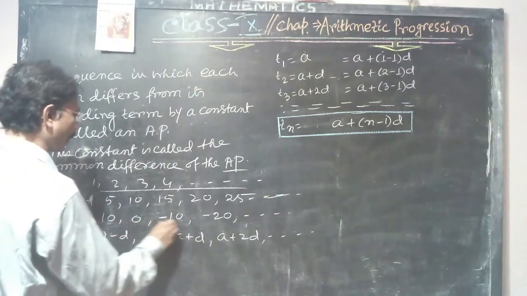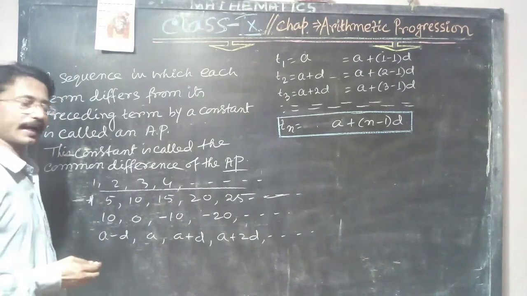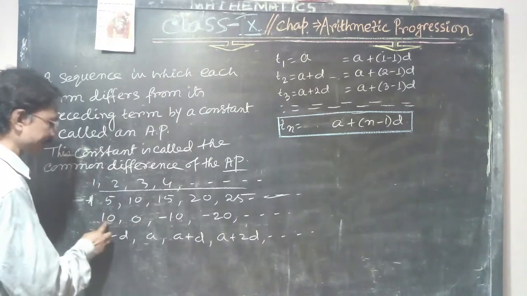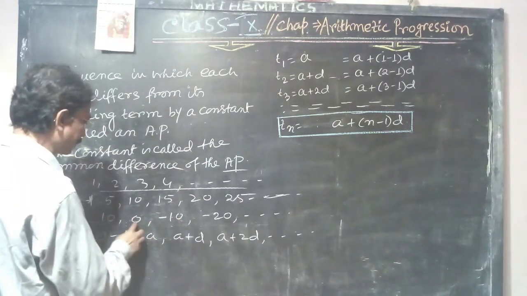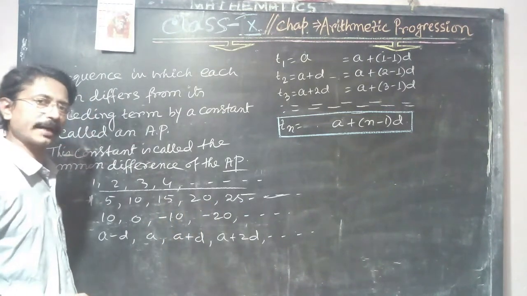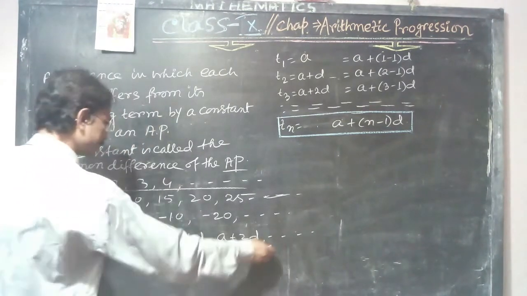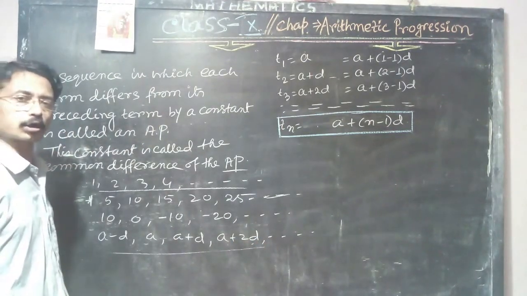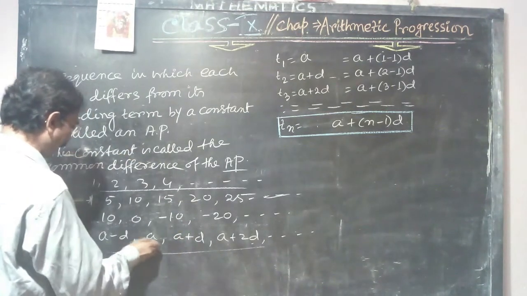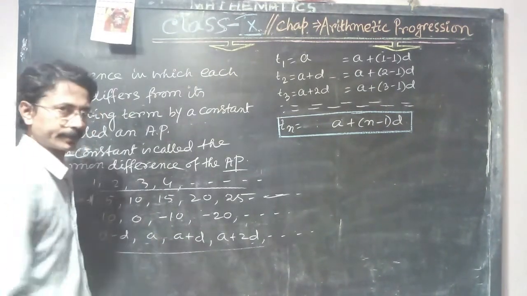Here 10, 0, minus 10, minus 20. This sequence is also in AP because the common difference is minus 10: 0 minus 10 equals minus 10, minus 10 minus 0 equals minus 10, minus 20 minus of minus 10 equals minus 10. Here a minus d, a, a plus d, a plus 2d, etc. This sequence is also in AP. Here the common difference is d, because a minus (a minus d) equals d, a plus d minus a equals d, etc.